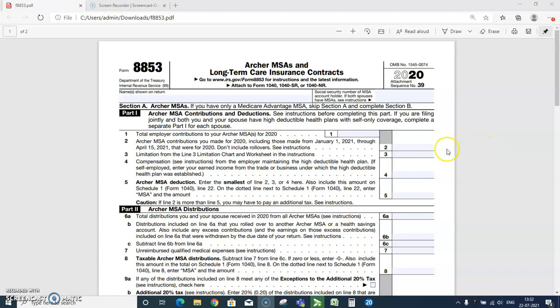If your spouse meets any of the situations above and you are filing jointly, include the form with your joint return, even if you had no such activity.